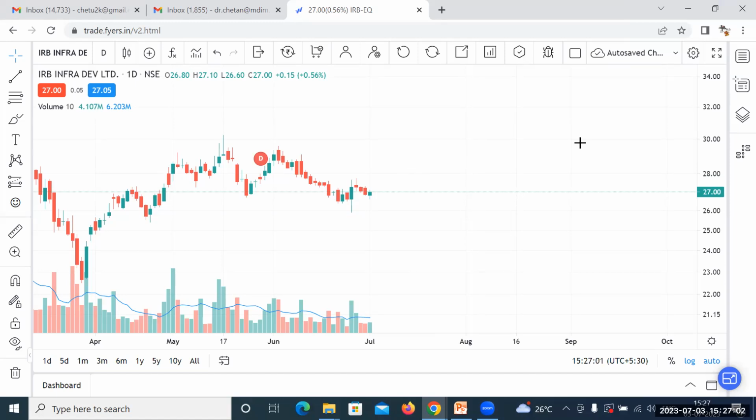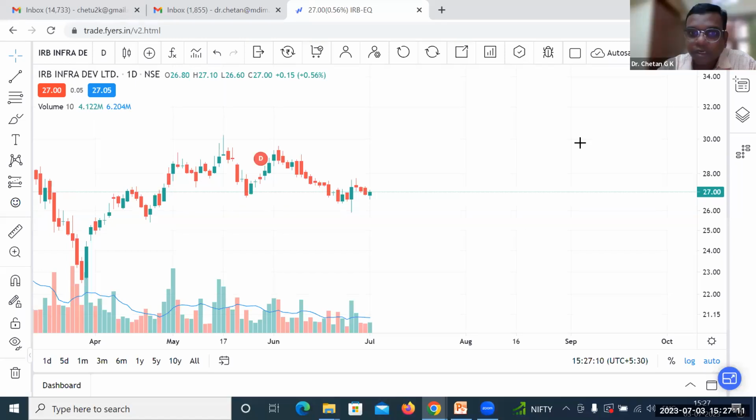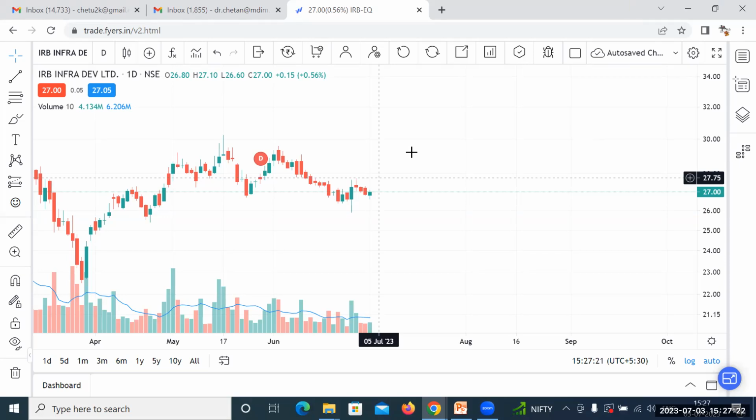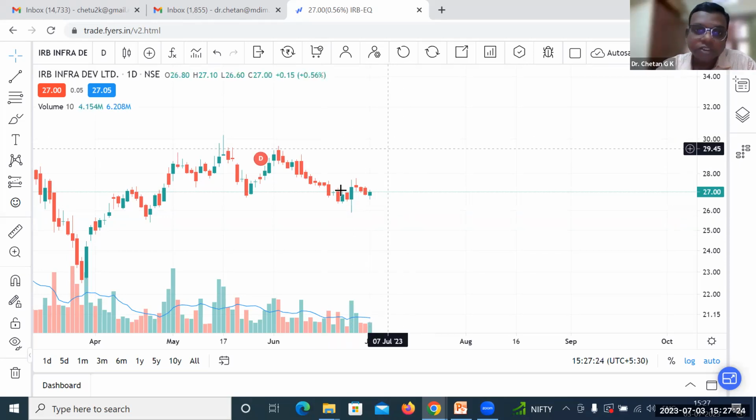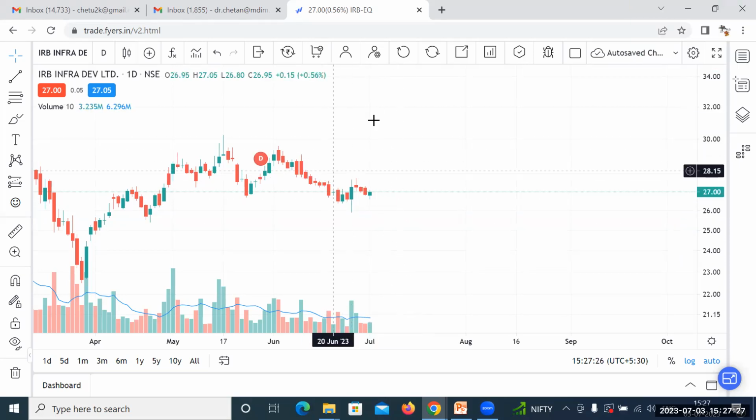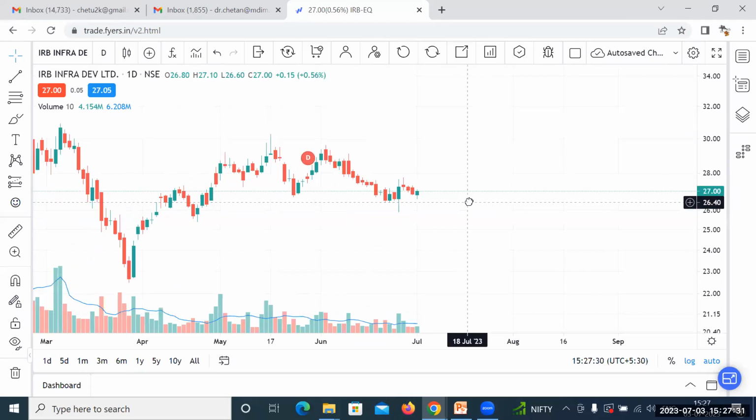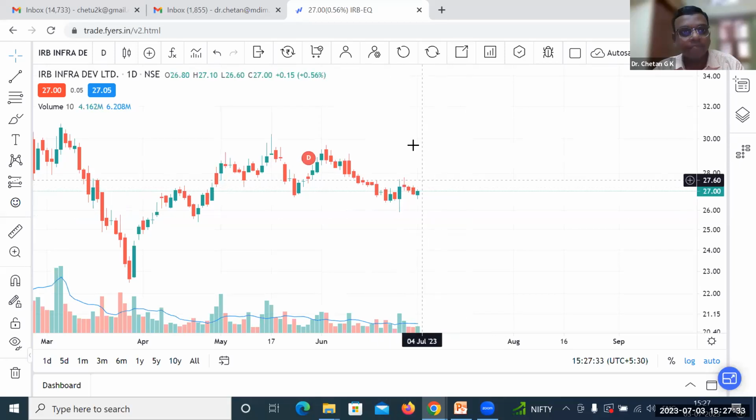Yes, sir. I am saying that it is not like a hammer, sir, because the body to wick ratio is not what you have mentioned. That is point number one. Next, sir, the trend is also a problem. So we are rejecting it. We are not taking this into consideration. So I can say it is a fake out candle. It's not a hammer at all for us, right? Yes, sir. Okay.